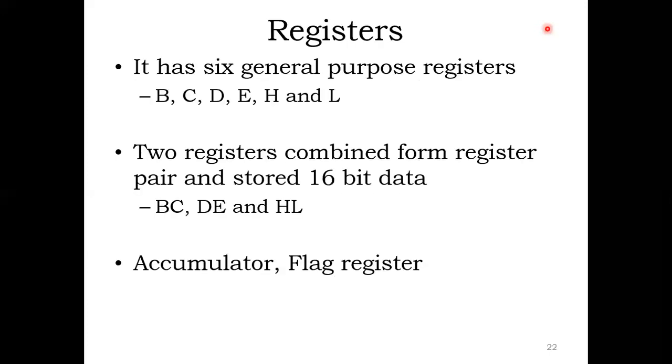So we have different kinds of registers. It has 6 general purpose registers: B, C, D, E, H and L. Two registers combined form a register pair and store 16-bit data. That is, if you want to add two 16-bit numbers, we can use two 8-bit registers as a combined register, like BC, DE and HL. Then the accumulator and the flag register.